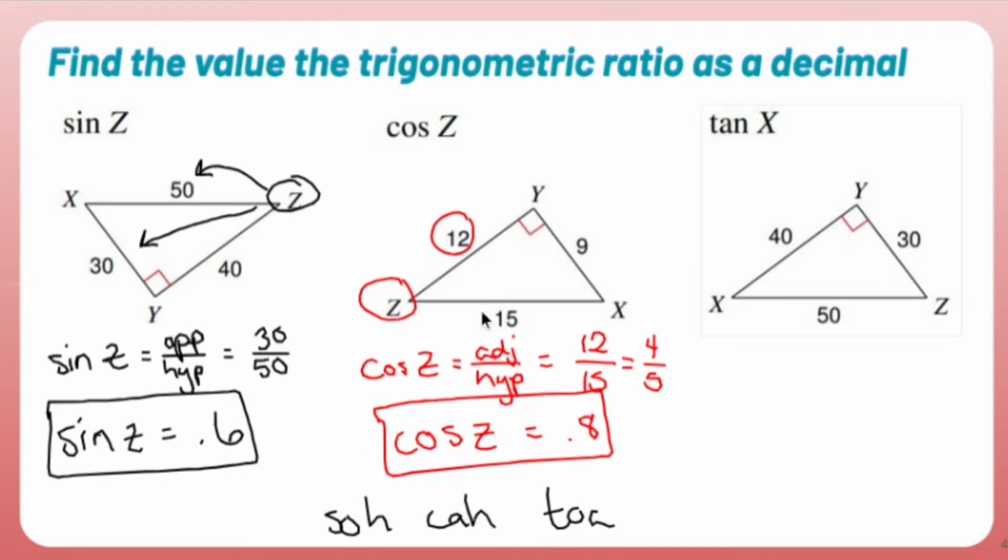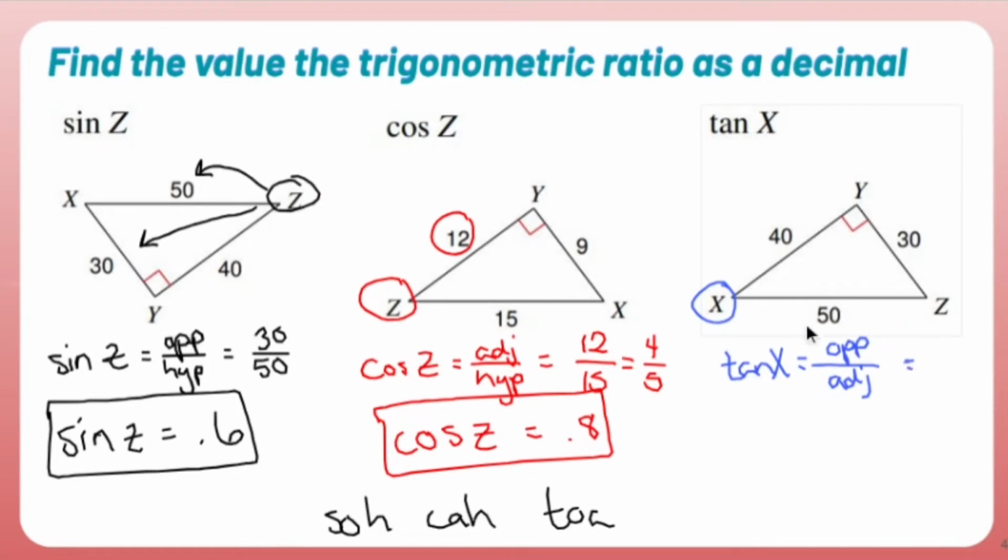Let's get a new color and do a new problem. Tan x. Now, tan x, where's my x? There you is. Tan x is going to use TOA. So tangent x is going to be the opposite side over the adjacent side.